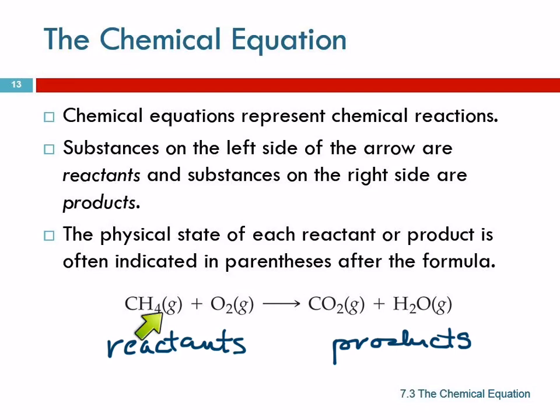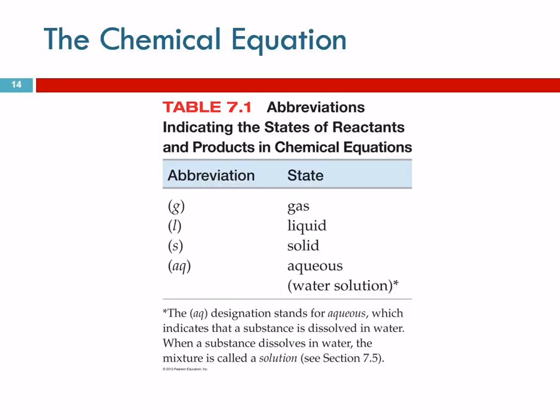What we have here after the formulas for each of these compounds and elements, in parentheses, is a symbol to describe what is the physical state of that compound. We don't always have to have these, but when they are there, that's what they mean. So G means that this compound is a gas, and this is a gas, and a gas, and a gas. It's all gases. These are the 4 different symbols that we use. G for gas, L for liquid, S for solid. That makes a lot of sense.